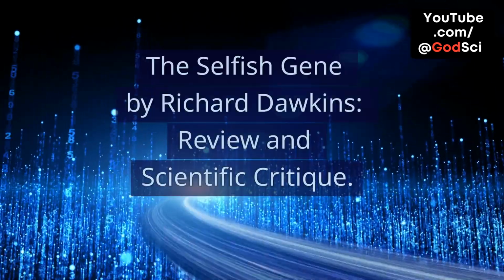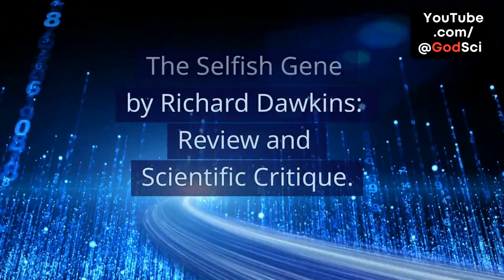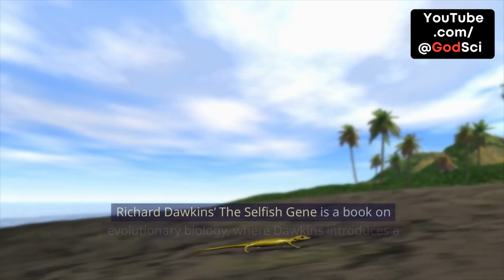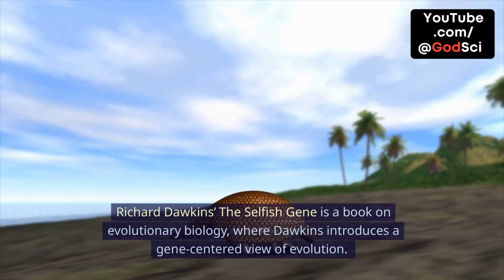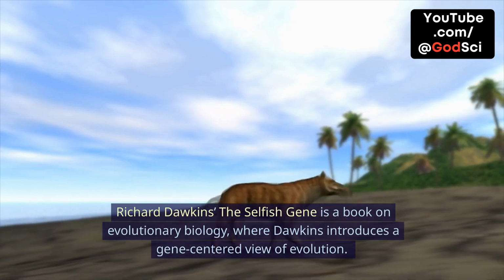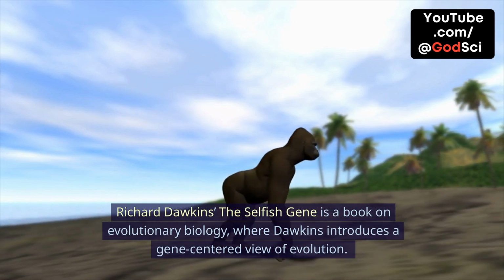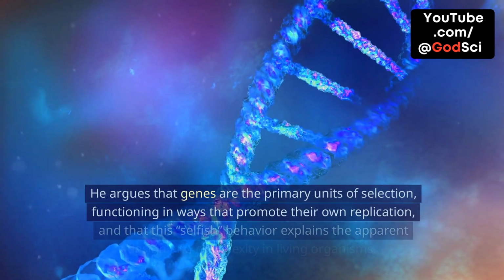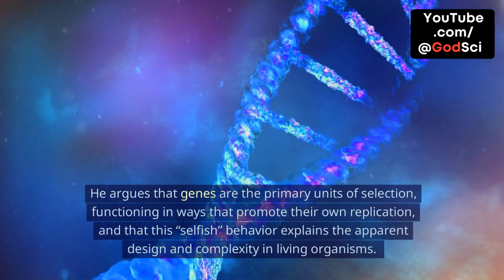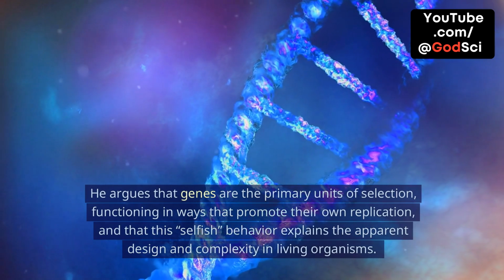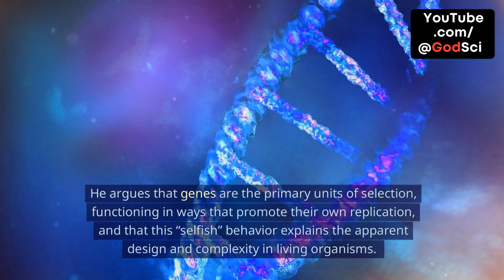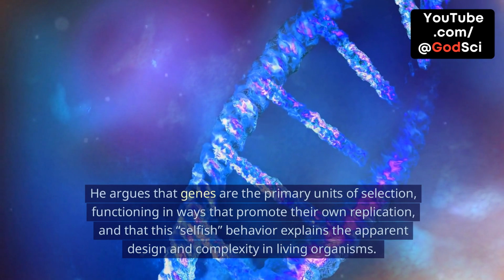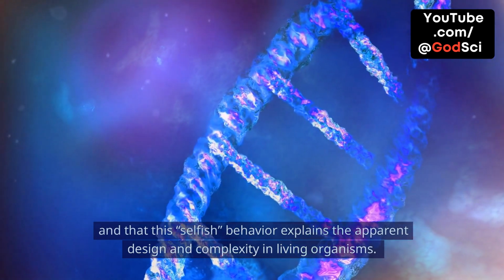The Selfish Gene by Richard Dawkins, Review and Scientific Critique. Richard Dawkins' The Selfish Gene is a book on evolutionary biology, where Dawkins introduces a gene-centered view of evolution. He argues that genes are the primary units of selection, functioning in ways that promote their own replication, and that this selfish behavior explains the apparent design and complexity in living organisms.